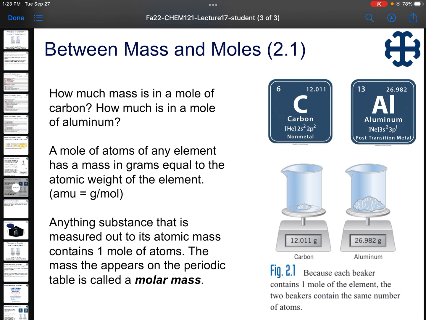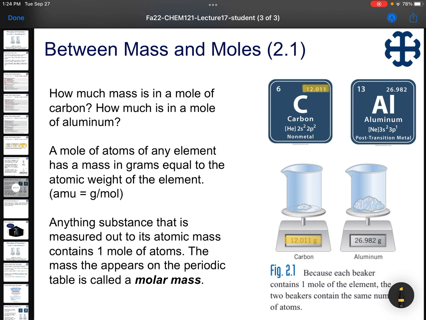So, getting into the chemistry of things, a question I might have for you is how much mass is in a mole of carbon and how much mass is in a mole of aluminum? And like a lot of things in Gen Chem, our answer actually lies on the periodic table. And so a mole of any element has the mass in grams equal to the atomic weight of that element. And so carbon's mass on the periodic table is 12.011 AMU. If we wanted a mole of carbon, we could mass out 12.011 grams of carbon, and we would have 1 mole.